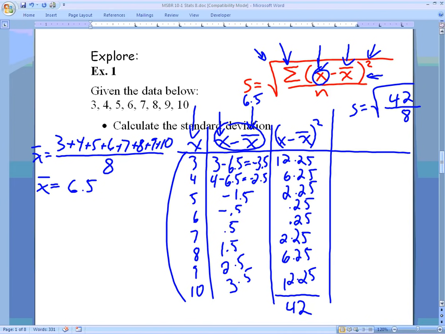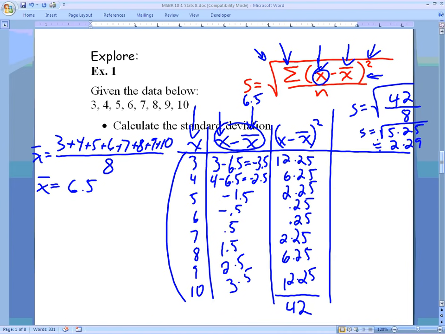So I could take 42 divided by 8. It doesn't come out to a whole number. It'll be 5 1/4, and then I could square root that. Or I can just do a decimal approximation, or I could leave it as a whole number or as a fraction. I'm sorry, lots of different options. But I'm going to take that number 5.25, and I'm going to square root it. So s equals the square root of 5.25, which is approximately 2.29. So 2.29 is my standard deviation.